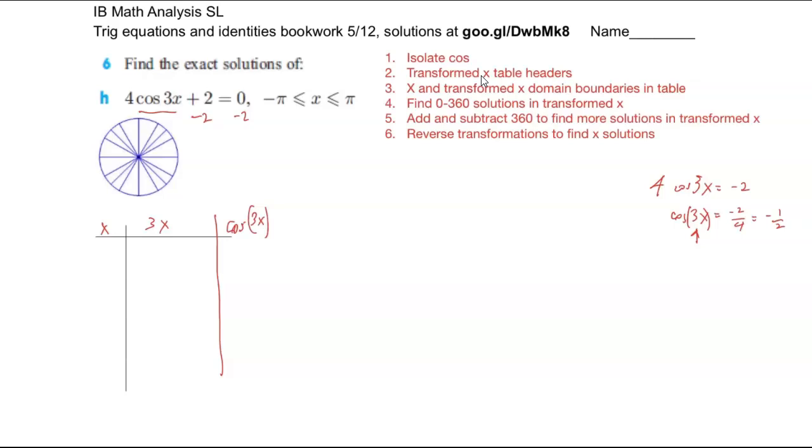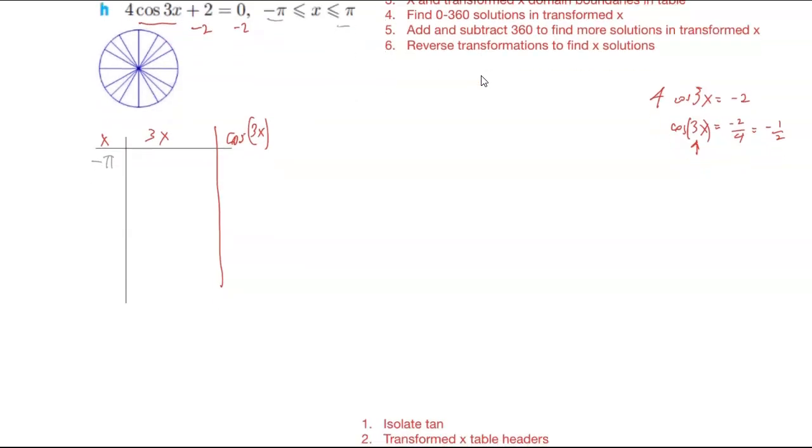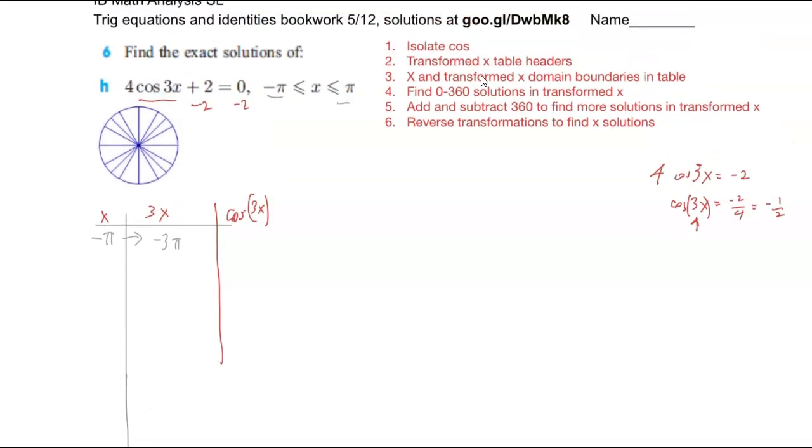We're going to find the 0 to, oh, I forgot, number 3. We're going to put the domain boundaries in the table. So I'm going to do that in gray, and I'm going to put -pi to pi first as my x domain boundaries. And then I'm going to multiply each one of these by 3 because the transformed domain would be 3 times that. So -3 pi and +3 pi, okay, are my adjusted boundaries.